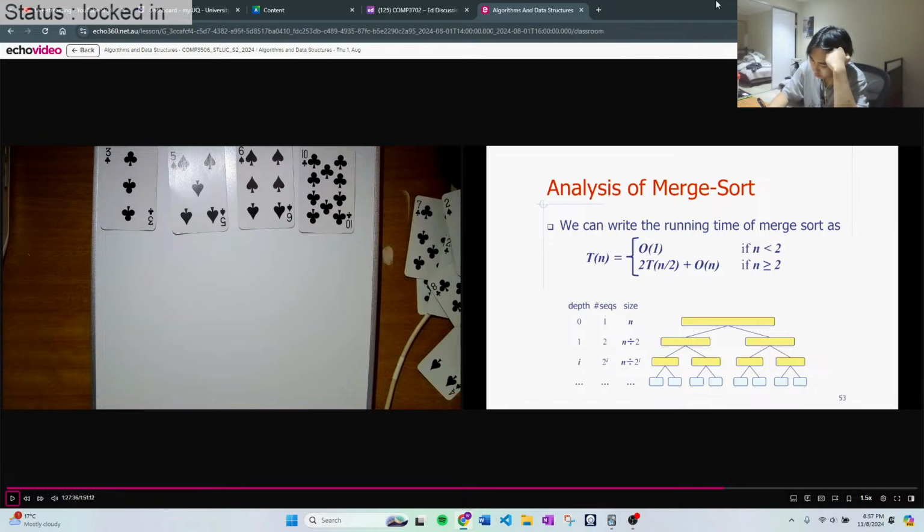It should be something like this. It's constant time if n is less than 2, and otherwise we have 2 calls, right? Do you see where this 2 is coming from?